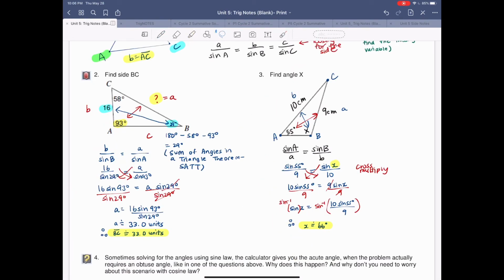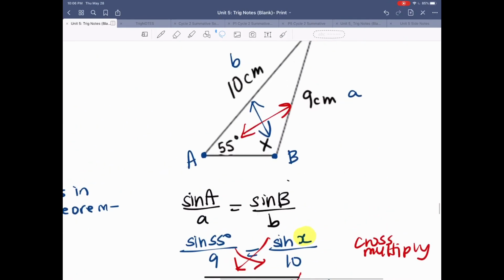But wait, let's take a look at the question. We found that x is equal to 66. Does that make any sense?